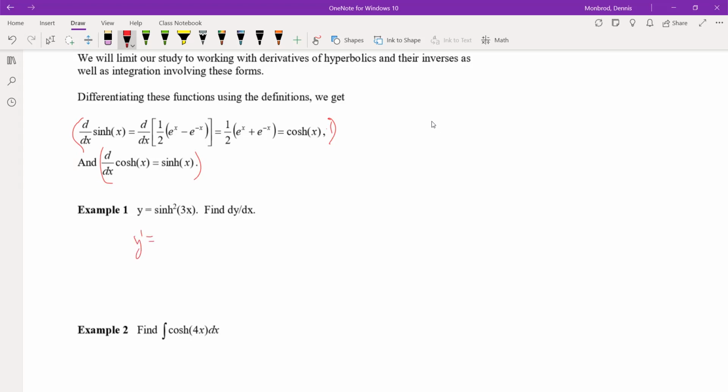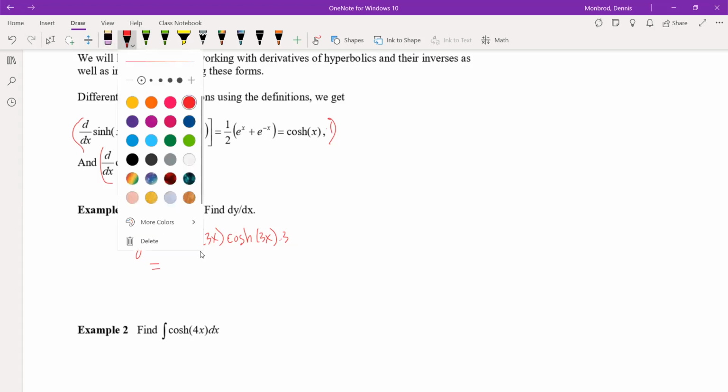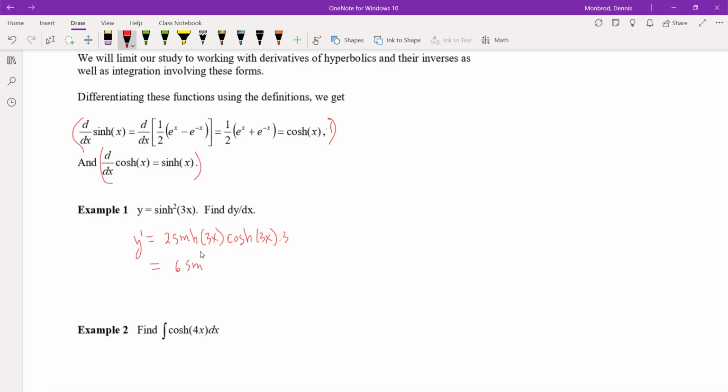Y prime would be 2 sinh 3x times, now we need the derivative of the hyperbolic sine here, which would be hyperbolic cosine. And then, of course, we need the derivative of the 3x. So that's chain rule in action. Oops, it's not an x, it's just a 3, sorry. So now you have 6. I can write it like that.